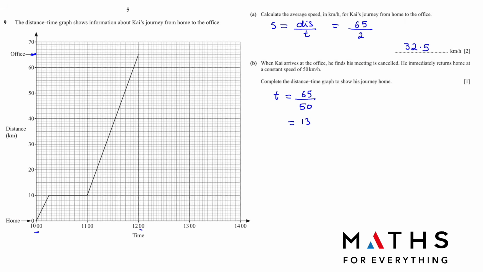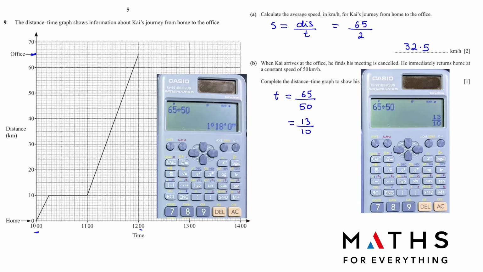This will give you 13 over 10. So when you put in the calculator 65 divided by 50, you will get 13/10. After that, you press this button. When you press this button, you are going to get this answer, 1°18'0". It means he took 1 hour and 18 minutes to reach home.